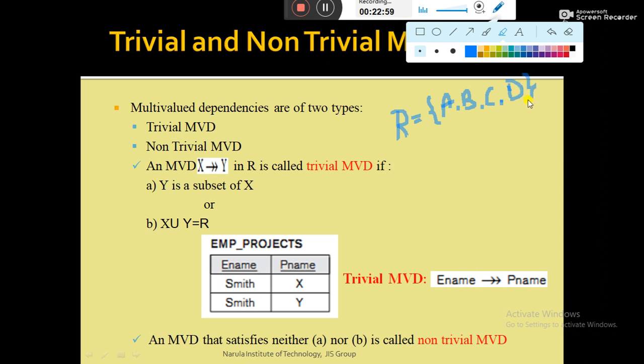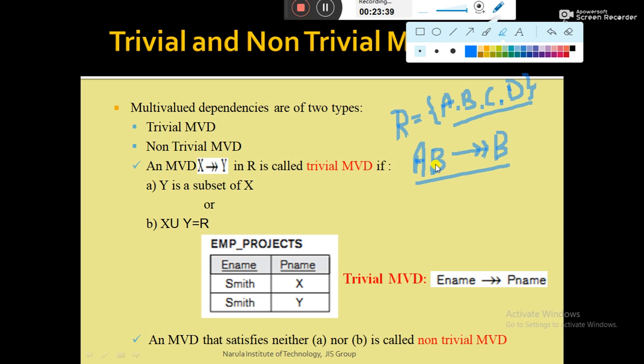So relation R has four attributes A, B, C, D. And suppose an MVD, for example, AB multi-determines B (AB ↠ B). Let's assume that this exists in relation R.